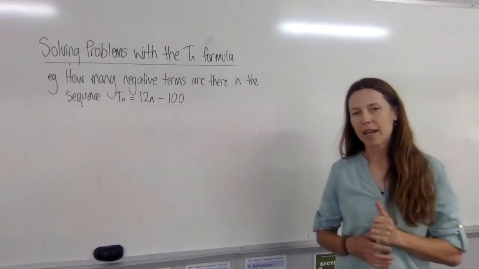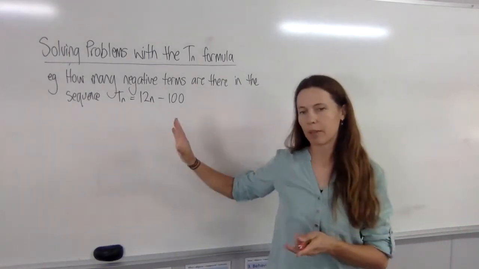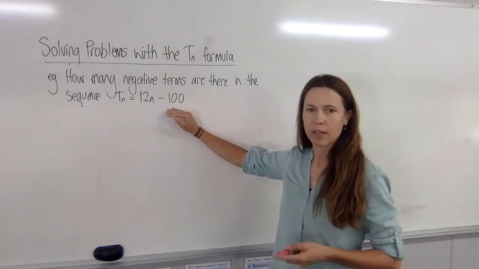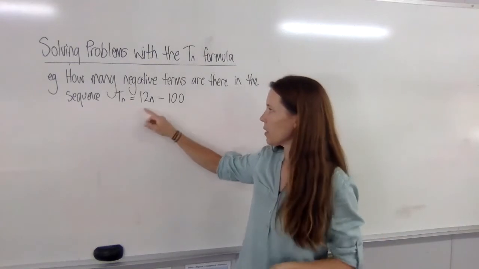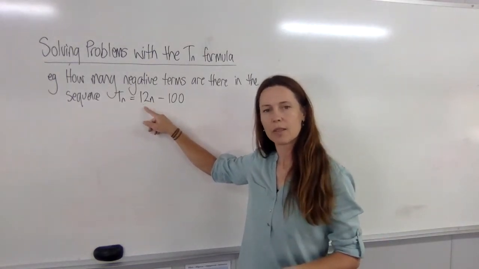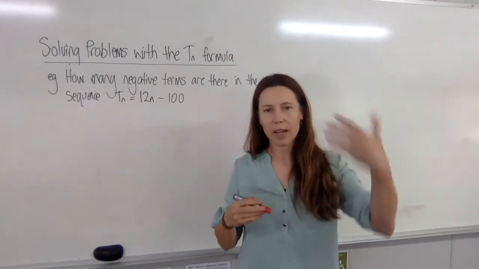In this one, we need to see how many negative terms there are in this sequence. Now, rather than just blindly plugging ahead with some sort of method, always think about what this really means. As the n's are going up, first term, second term, third term, we're multiplying that number by 12. So this is similar to a line with a gradient of 12, isn't it? As each term goes up, we're going up by 12s.